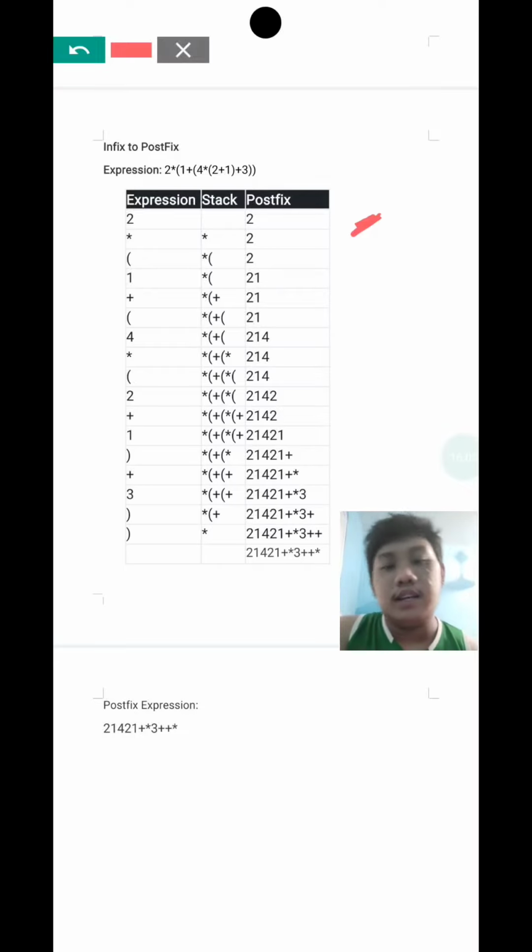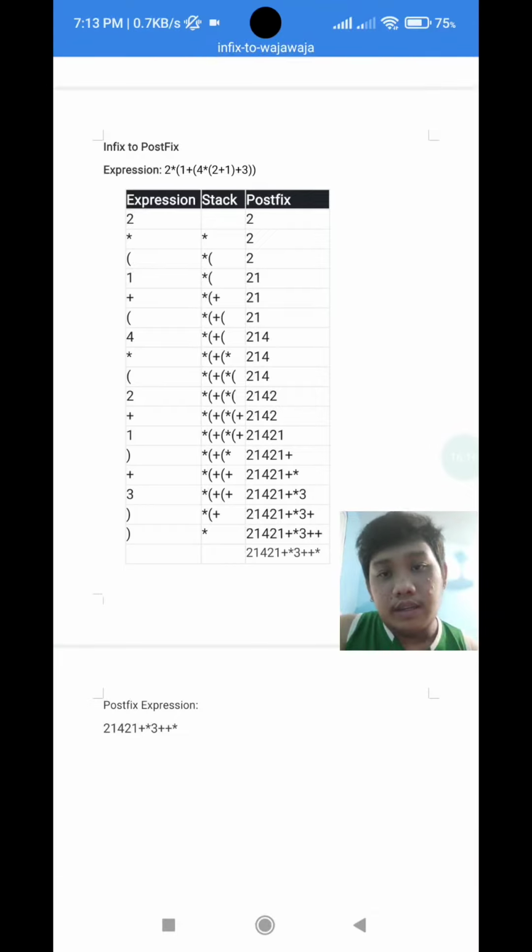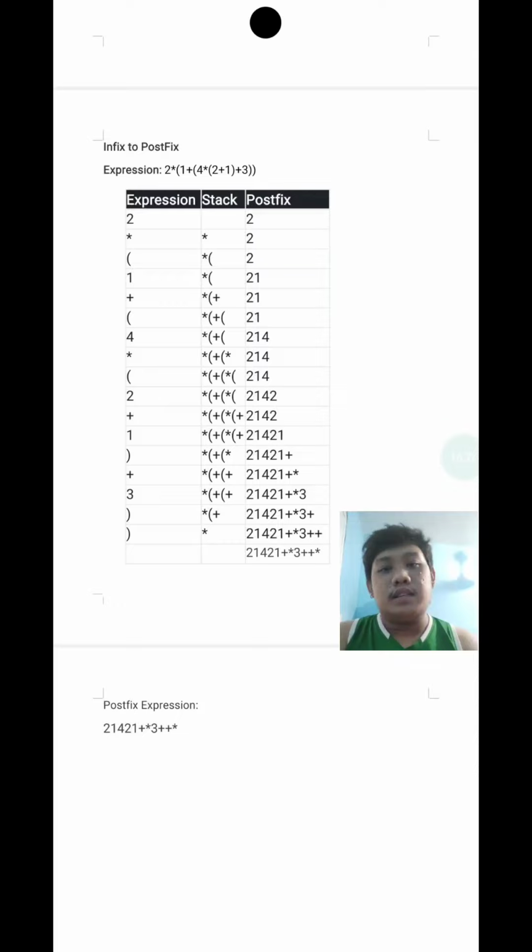Since it is an operator, it will be pushed to our stack. Next is the opening parenthesis. It will be pushed to our stack, so our stack becomes times, parenthesis. And our output is 2. Next is the character 1. Since it is an operand, it will be added to our output. So our output becomes 2 and 1, and our stack is times, parenthesis.